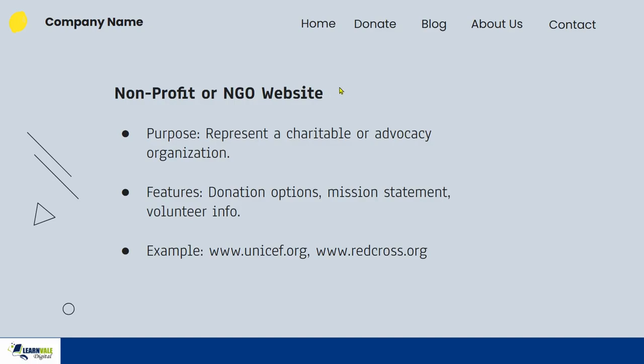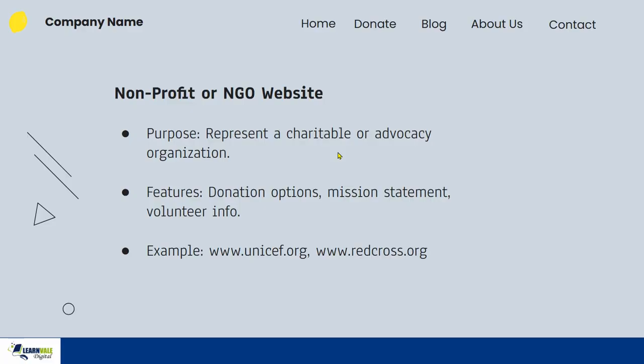Also, we have a non-profit or NGO website. This will always have a similar look to a normal business website. But in the case of a non-profit or NGO, you have their home page trying to promote or advocate for the organization or what they represent and all that.